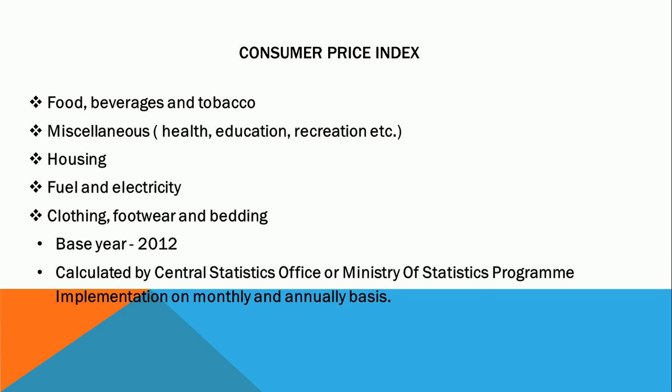Now, with the consumer price index, these are the components: food, beverages, and tobacco; miscellaneous. Miscellaneous is important because it includes all the services as well, which are not included in WPI. Housing, fuel and electricity, clothing, footwear and bedding. The base year of CPI has recently been changed to 2012 and it is calculated by CSO, Ministry of Statistics and Program Implementation on a monthly and annual basis.